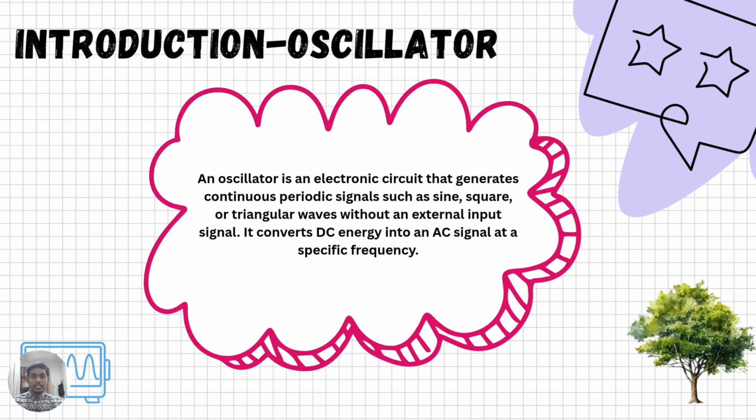An oscillator is an electronic circuit that generates a continuous periodic signal, such as a sine wave, square wave, or triangular wave. It converts DC energy to an AC signal at the output. So this is the overview of the oscillator.